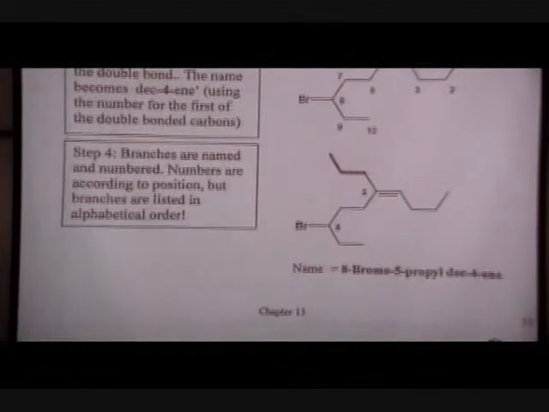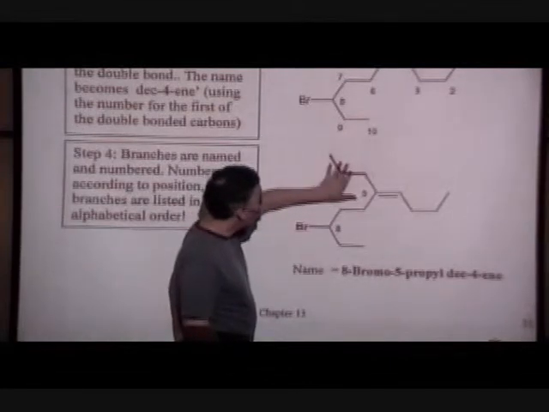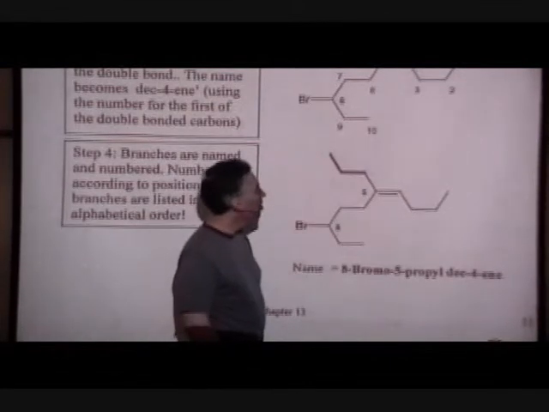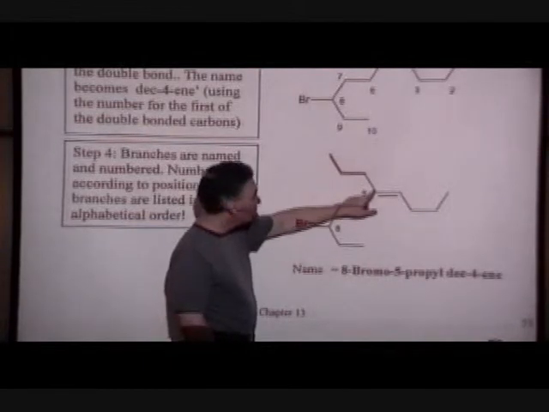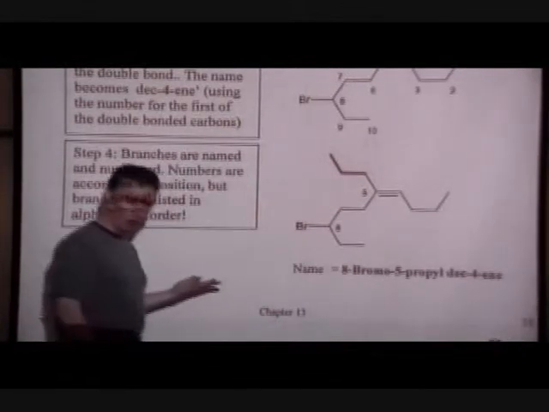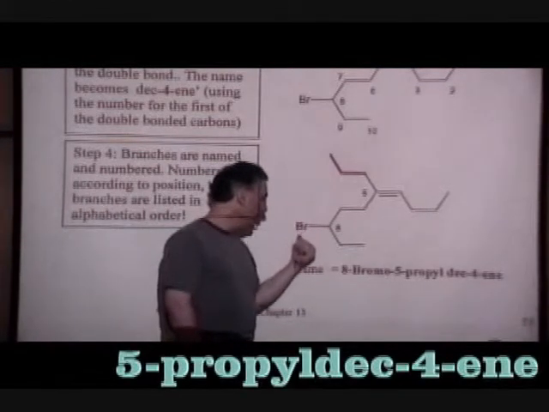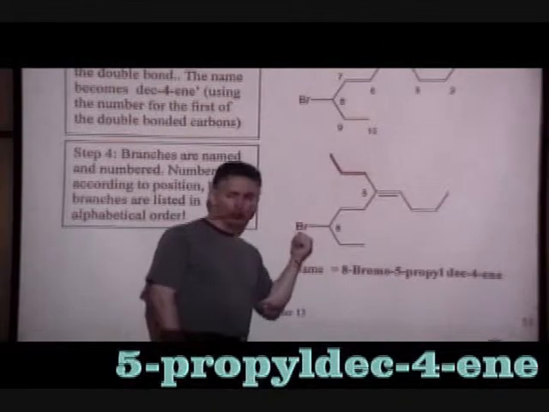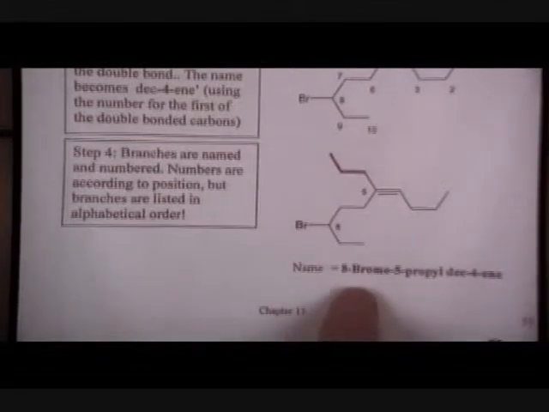Branch on carbon 8 and a branch on carbon 5. There's a bond linking the branch to the core parent chain. Remember, this carbon is part of the main chain, it is not part of the branch. So our branch starts here, 1, 2, 3 carbons long, based on propane, so the YL ending, propyl for a branch, and then just a bromine, take off the INE ending, put on an O for bromo. We'll list them in alphabetical order. So 8B bromo before 5P propyl.